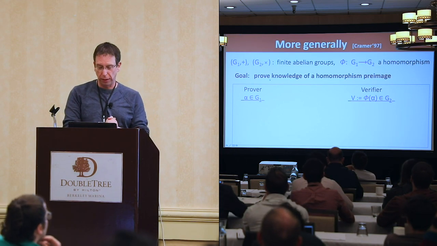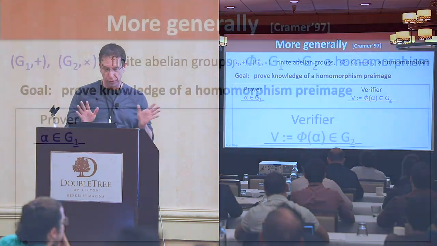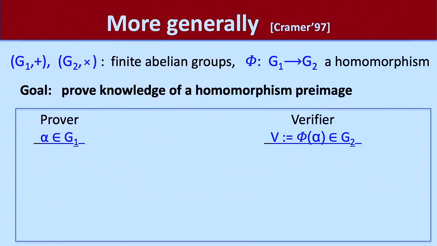So we can use exactly the same protocol to prove that we know a preimage of a homomorphism. The setup here is we have some homomorphism between two groups, G1 to G2. And we just want to prove, the verifier has v, which is phi of alpha, and the prover wants to prove that it knows this alpha. And exactly the same protocol works.